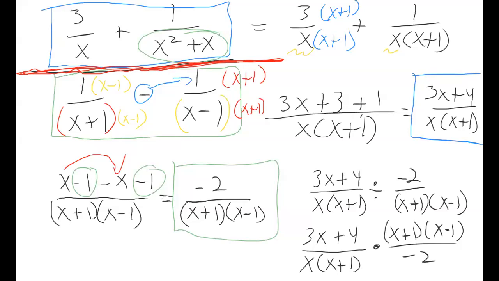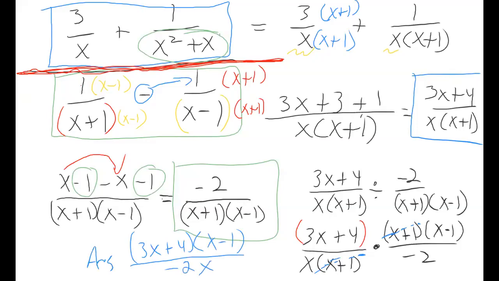Remember, I can't cancel parts of a polynomial, but I can cancel a whole polynomial. So this x plus 1 on the denominator will cancel with this x plus 1 in the numerator. That negative 2 cannot cancel that negative 4 because this guy is together. So my final answer will be 3x plus 4 times x minus 1 all over a negative 2x.